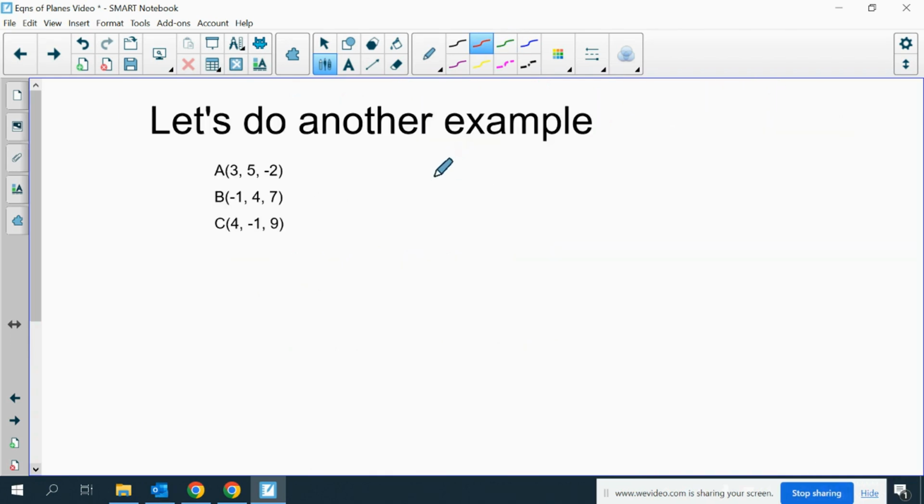Let's do another quick example to find the equation of the plane containing these 3 points. So let's find AB and AC. Vector AB would be negative 4, negative 1, 9. Vector AC would be 1, negative 6, and 11. So you just subtract those values.